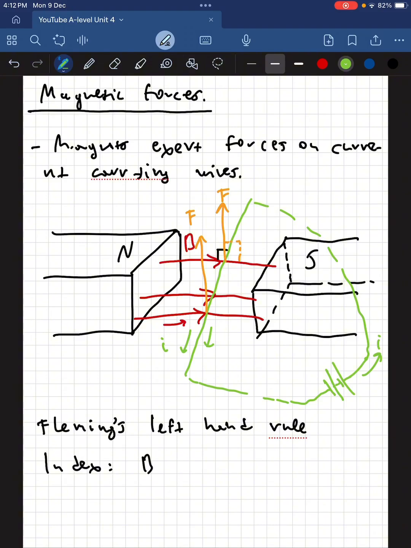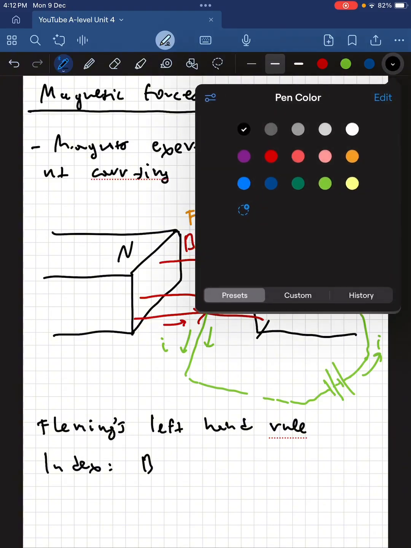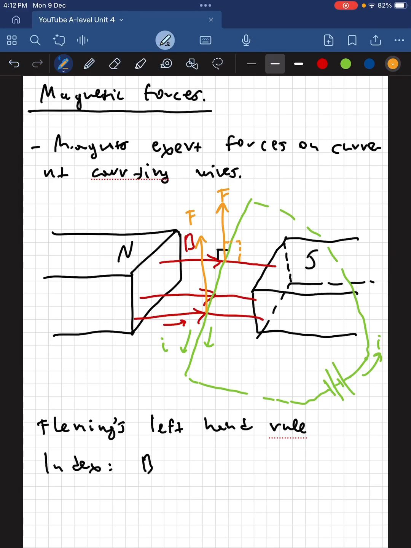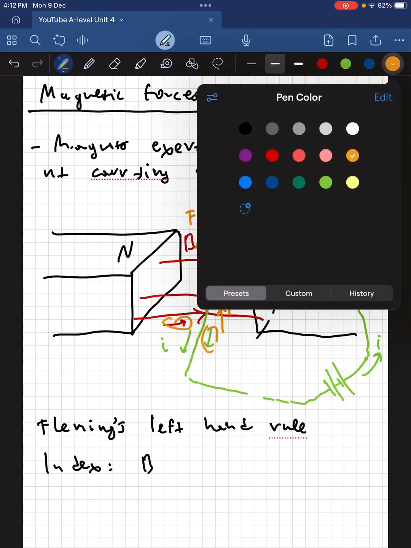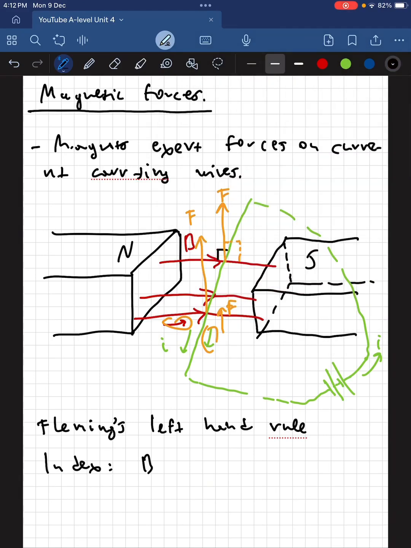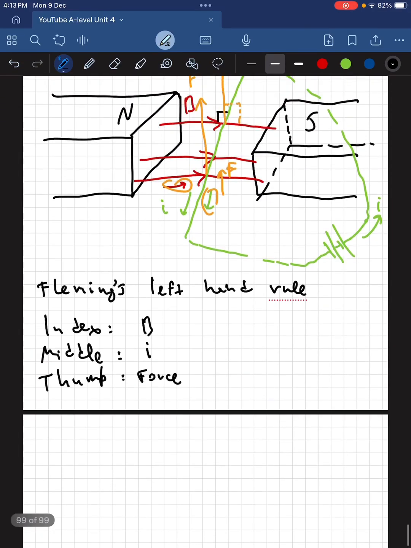So immediately you see that, where is the orange I was using earlier? Here is the orange. So this is my B, this is my I, so this is my F, perpendicular to these two, pretty much. So index is B, middle finger is I, and thumb will give you the direction of the force. Now, actually, let me make this a B.